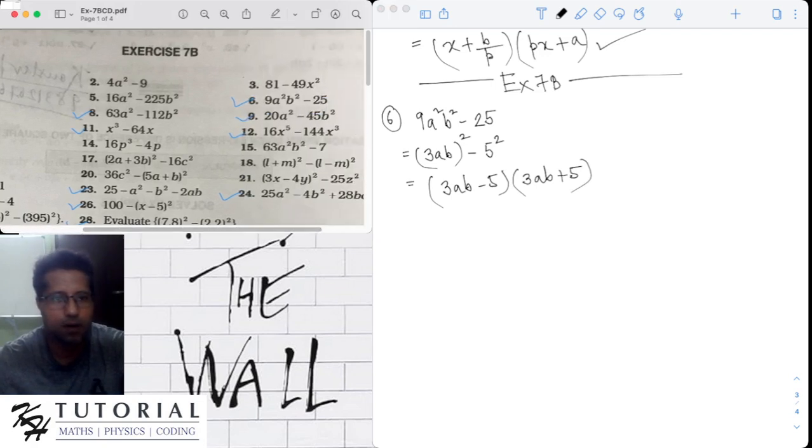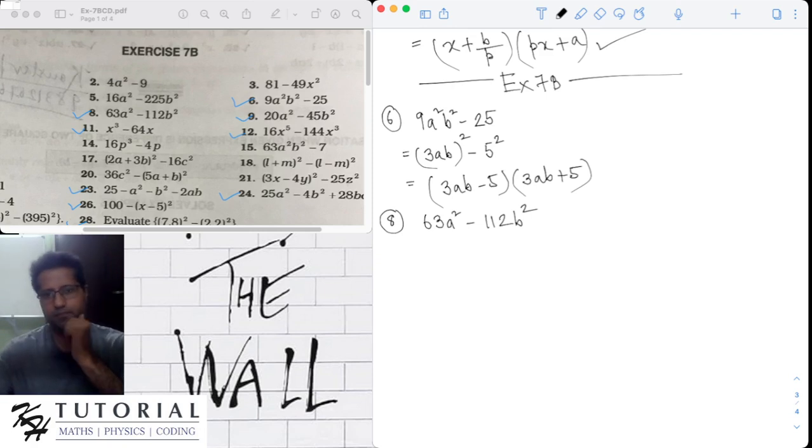Let's do 8. It is 63a square minus 112b square. Now first of all, please try to remember all the concepts that we have learned in factorization.